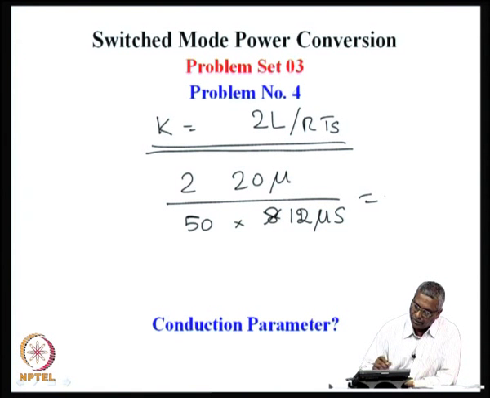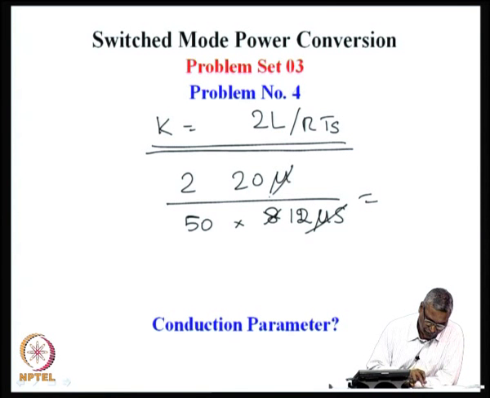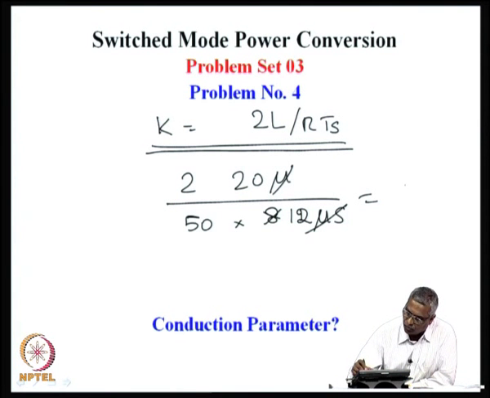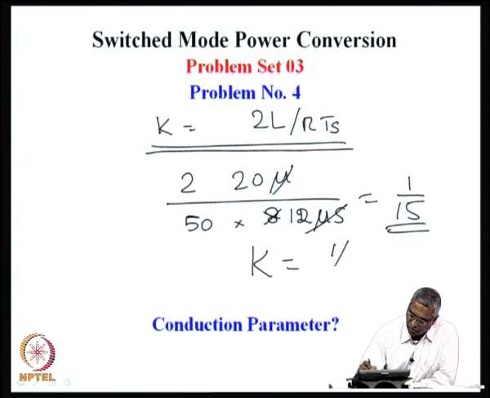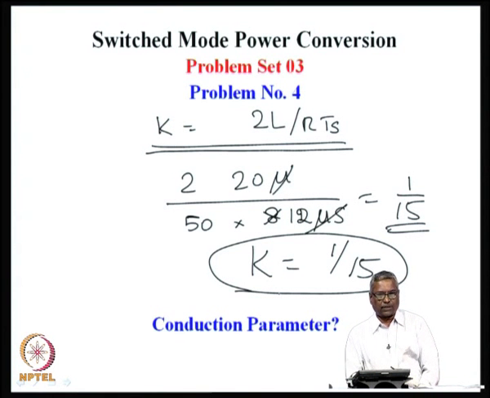and this quantity micro is gone, it is 40 by 40, 1 by 50. So, conduction parameter K is 1 by 15, and this is the reason why this converter is right now in discontinuous conduction mode. Conduction parameter is very, very small.